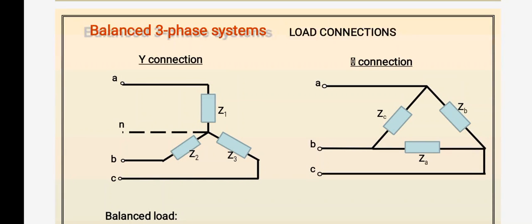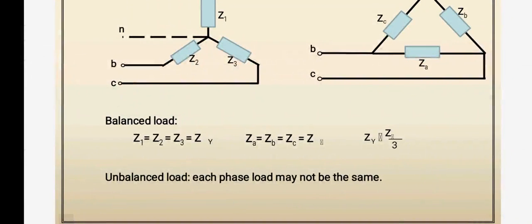There is a star connection or Y connection, and then the delta connection, and this is how they are connected. If we talk about the balanced load, the total load is generally called Z1, Z2, Z3, which is nothing but a star delta.